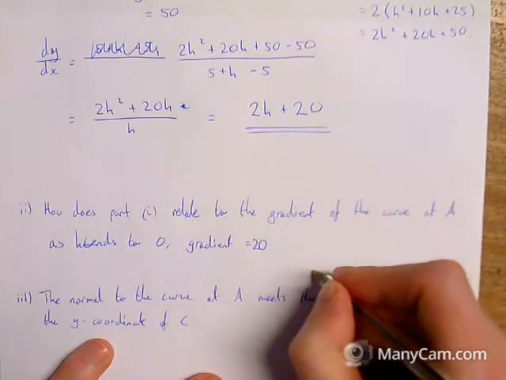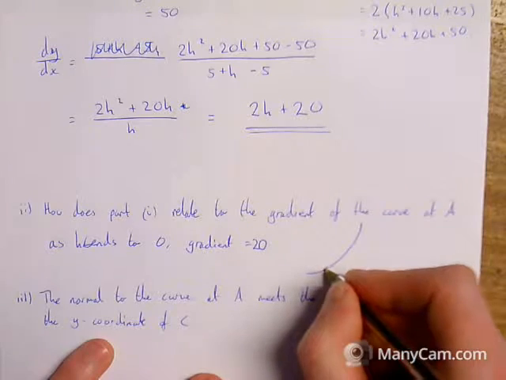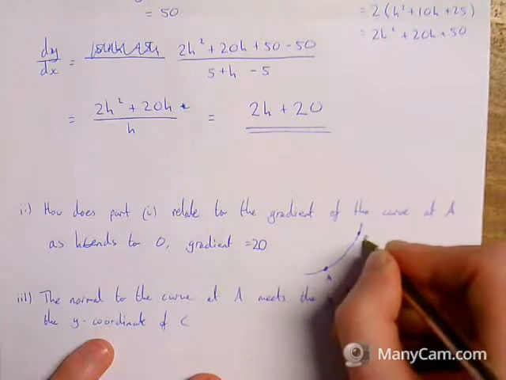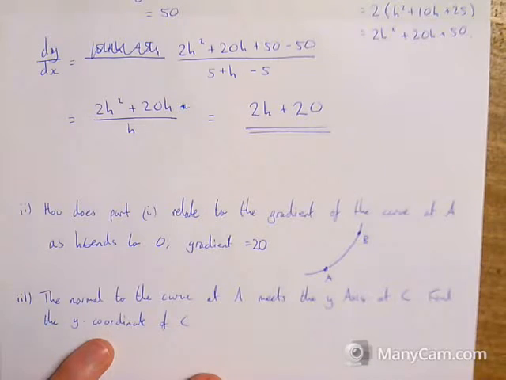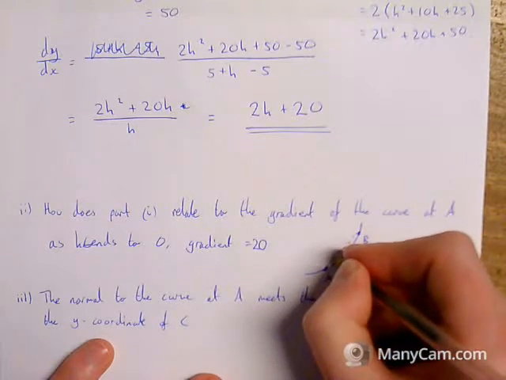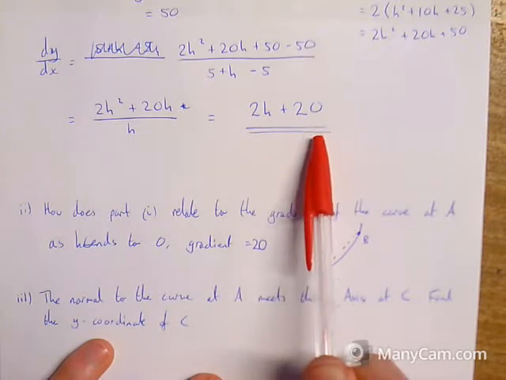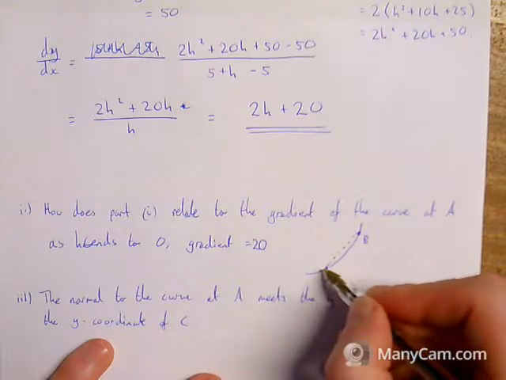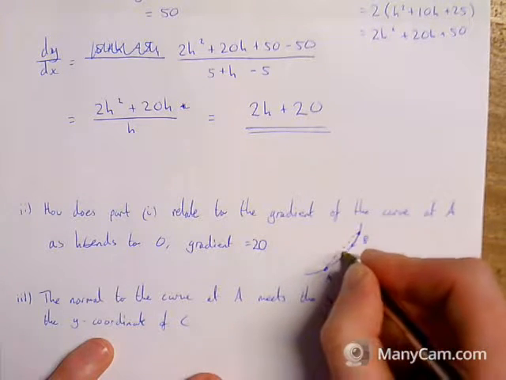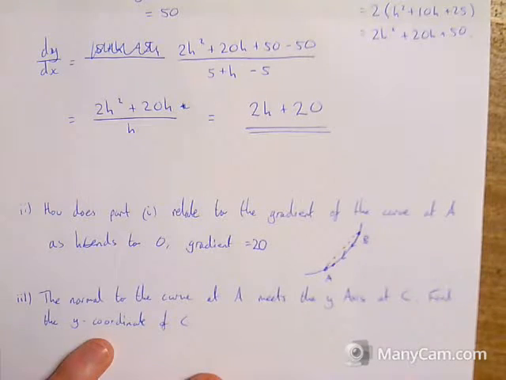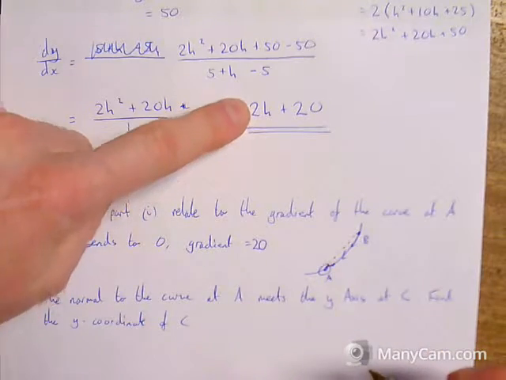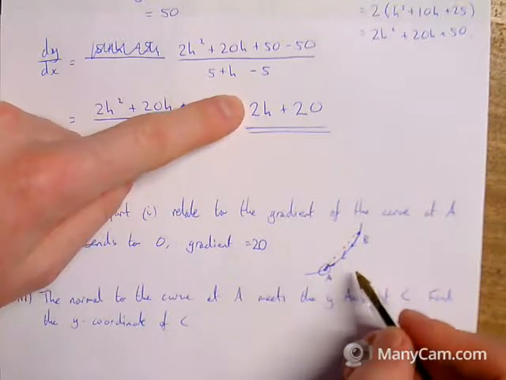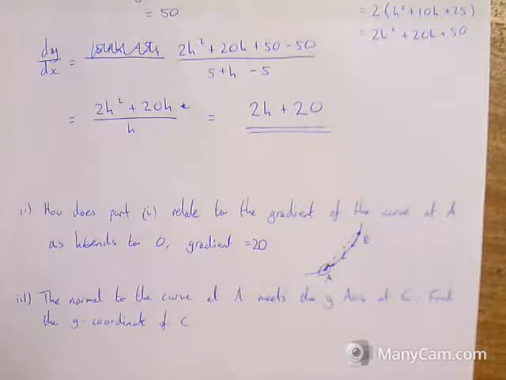You could also think of it as, if I had my curve looking something like this, say this was point A and that was point B, and I had my straight line going across there, the gradient of that is 2h plus 20. If I reduced h, as in making the gap between A and B smaller, if I reduced it to 0 and came down here, you can see that the gradient is getting closer and closer to what the gradient of A would be. So by making h 0, making the difference between A and B nothing, we end up with just the gradient at the point A.